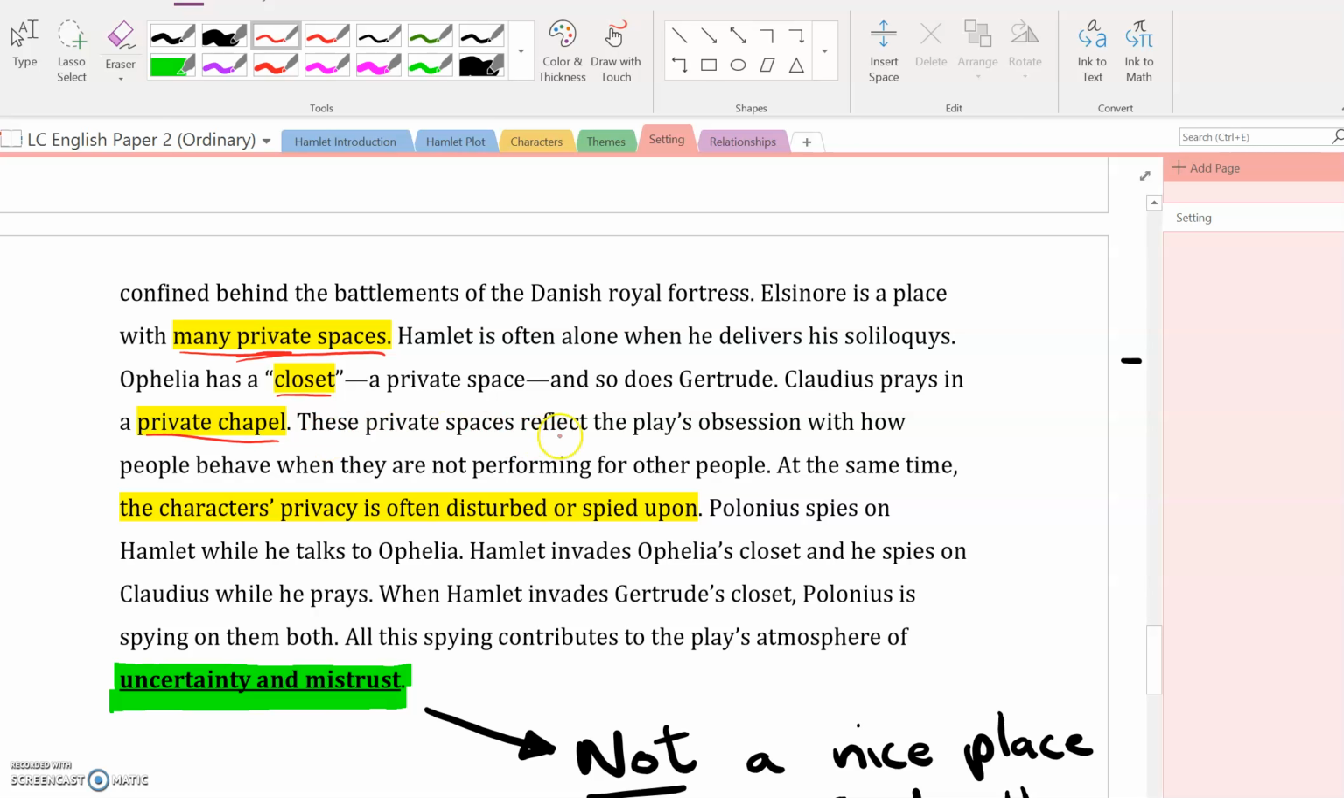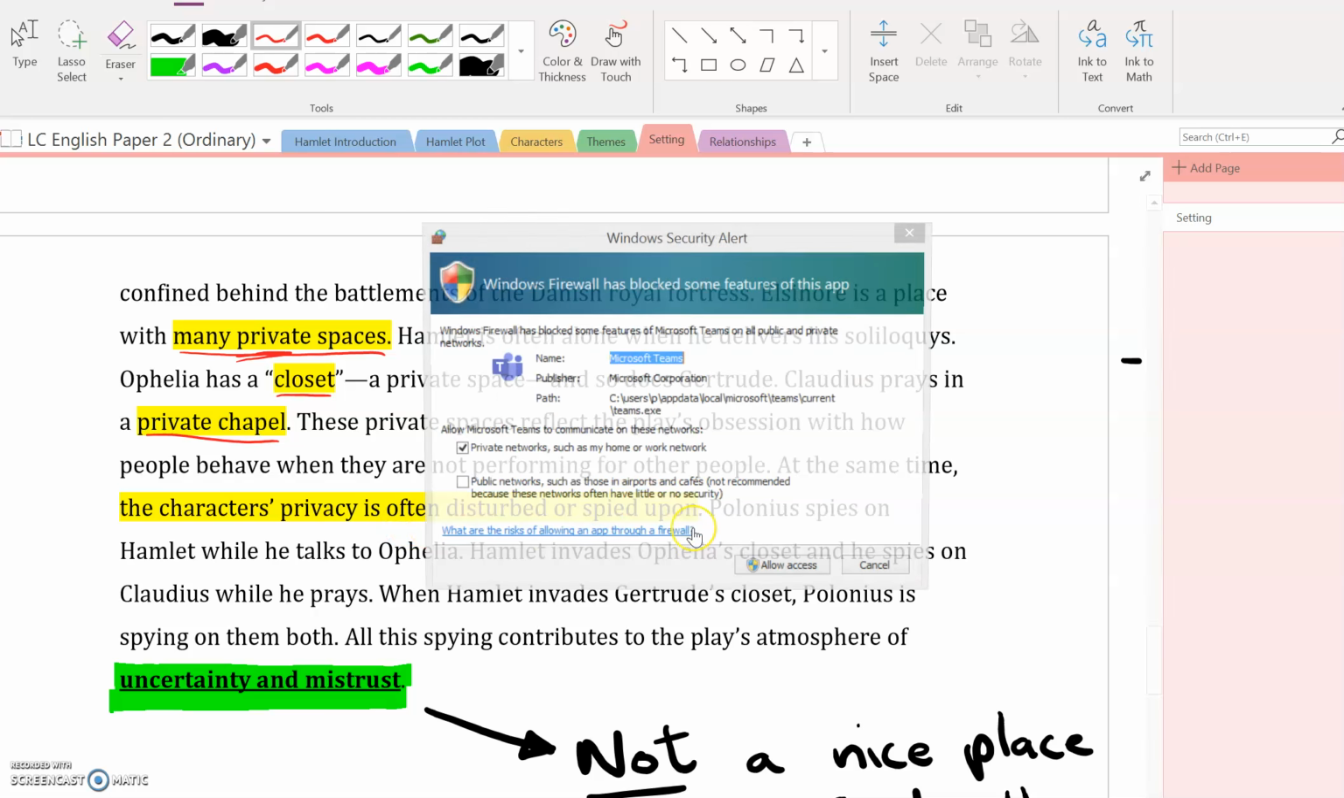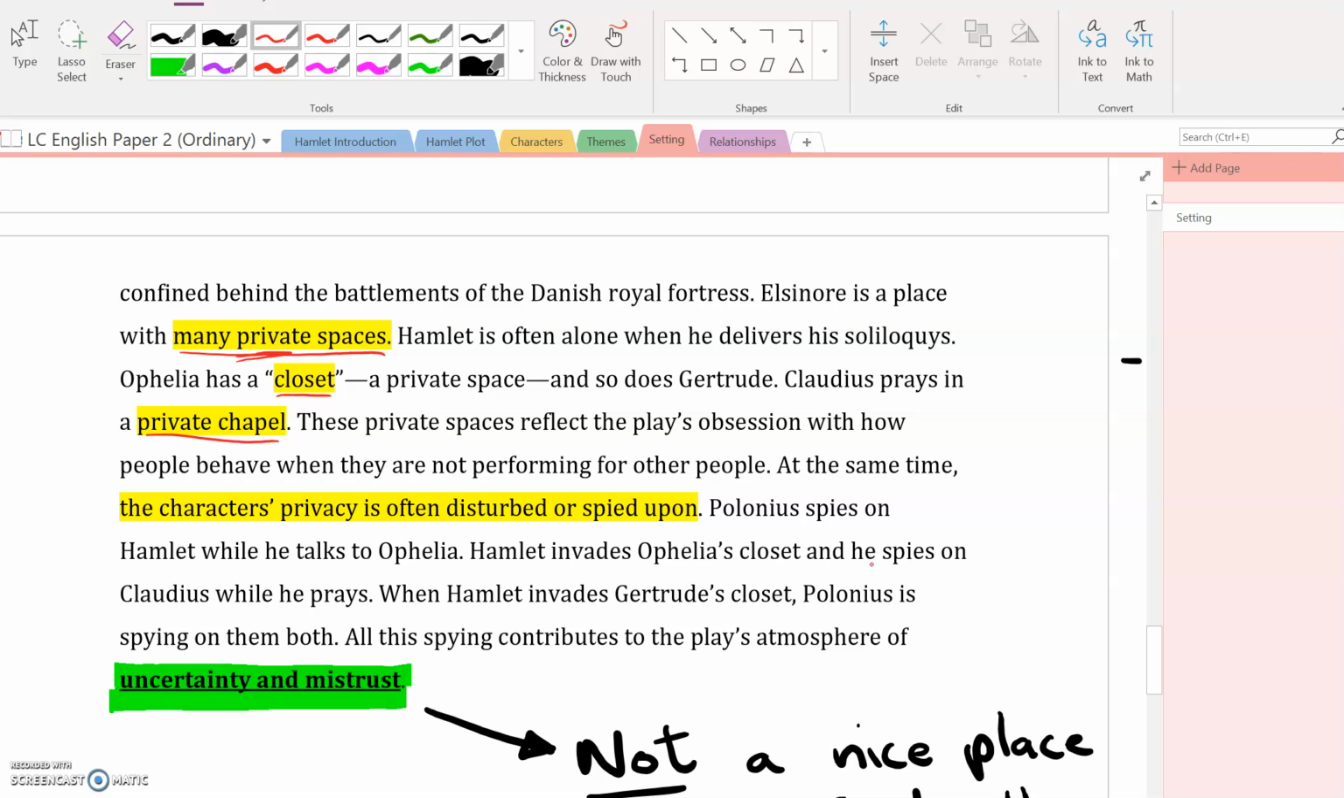These private spaces reflect the play's obsession with how people behave when they are not performing for other people. At the same time, the character's privacy is often disturbed or spied upon. Polonius spies on Hamlet while he talks to Ophelia. Hamlet invades Ophelia's closet, and he spies on Claudius while he prays. When Hamlet invades Gertrude's closet, Polonius is spying on them both. All this spying contributes to the atmosphere of uncertainty and mistrust.